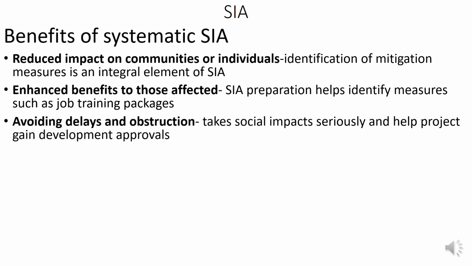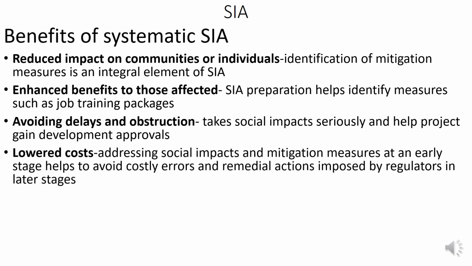We also have avoidance of delays and obstruction. So once you address the social impacts the project might have on the community, then you are going to address issues of delays, because people may raise concerns about the project if there is no proper social impact assessment. But if you do it, then those delays are not there, because people feel part and parcel of the project from the start to the end. So there will be no issues of approval delays and all that.